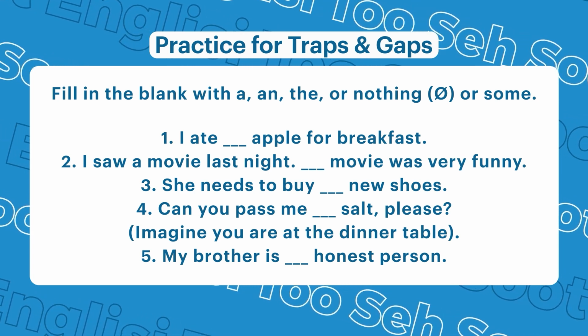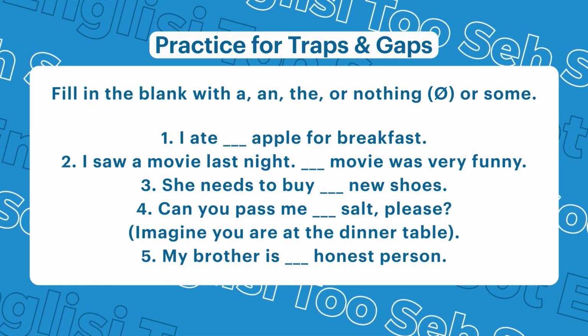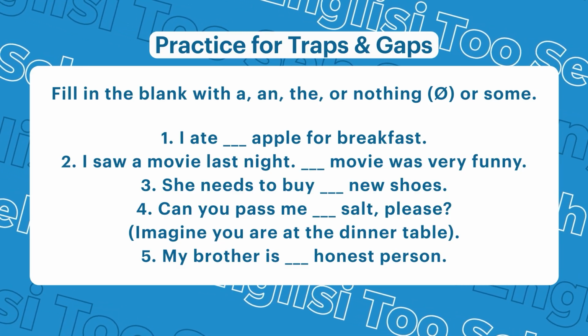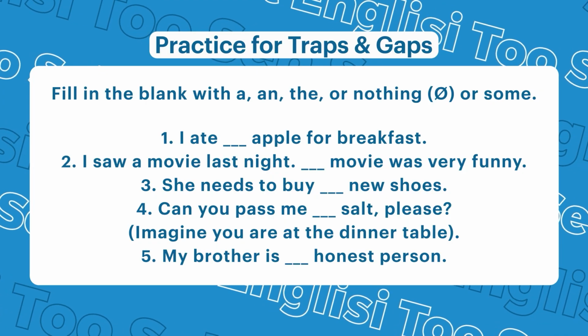Imagine you are at the dinner table. Number 5, my brother is the blank honest person. Pause the video here to think about your answer.